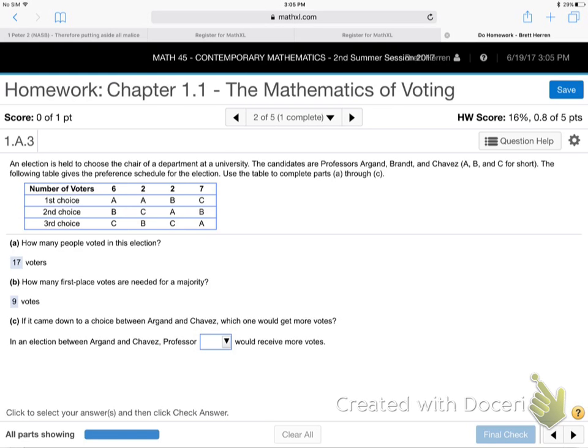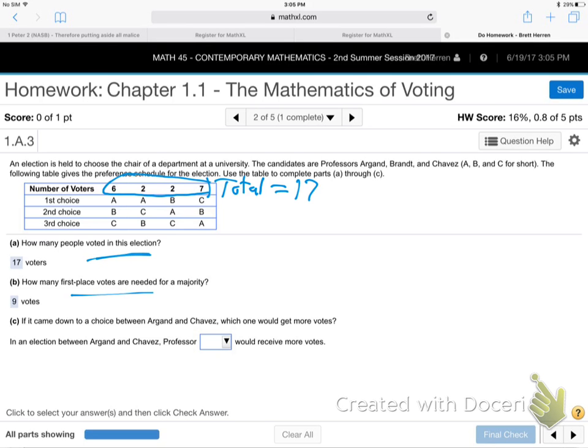So, all right. It's asking how many people voted in this election. How did I come up with 17 there? I just added these numbers. Total equals, what is that? Oh, yeah, 8, 10, 8, 17. So I just added them, right? That's the total number of people right there at the top.